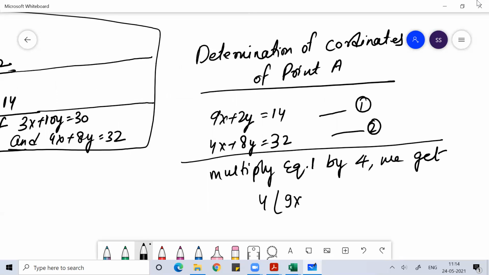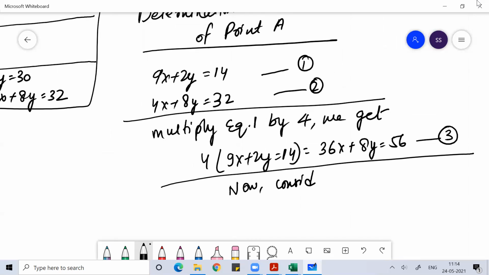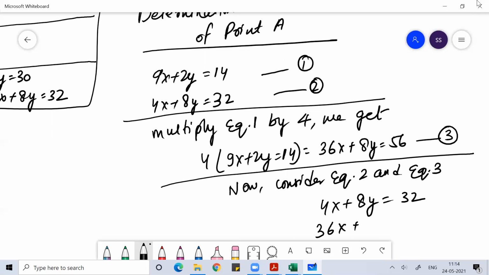So 4 into 9x plus 2y equal to 14. You will get 36x, 9 fours are 36, plus 8y, 14 fours are 56. So you will get equation 3. Now consider equation 2 and equation 3: 4x plus 8y is equal to 32 and 36x plus 8y is equal to 56.